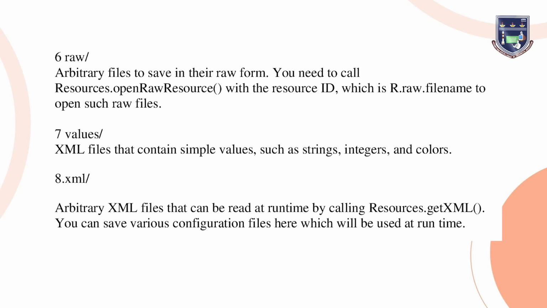The next one is values XML files. So, that contain simple values such as strings, integers and colors. And the eighth component is XML, arbitrary XML files. So, that can be read at runtime by calling resources.getXML. So, you can save the various configuration files here which will be used at runtime.